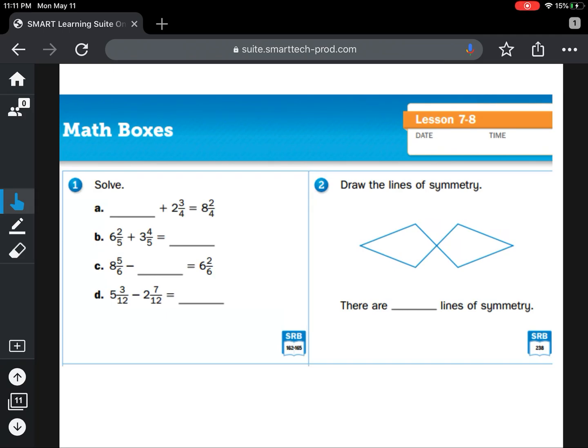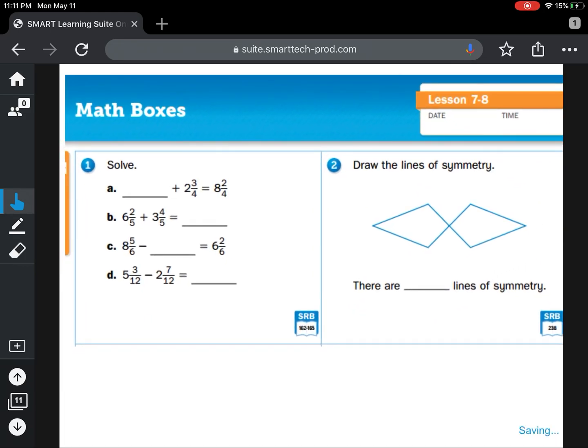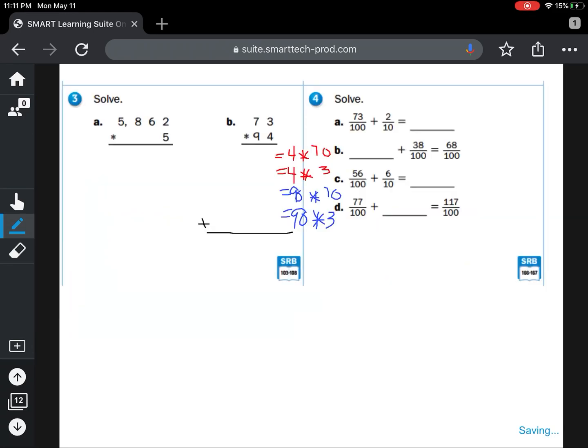For number 2, since it says you would need to draw lines of symmetry, I'll have a hard time having you report that in a Google form. So you can put an X through number 2, and you may skip that one.